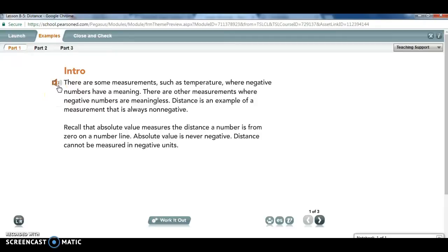Part 1 Intro. There are some measurements, such as temperature, where negative numbers have meaning. There are other measurements where negative numbers are meaningless. Distance is an example of a measurement that is always non-negative. Recall that absolute value measures the distance a number is from 0 on a number line. Absolute value is never negative. Distance cannot be measured in negative units.